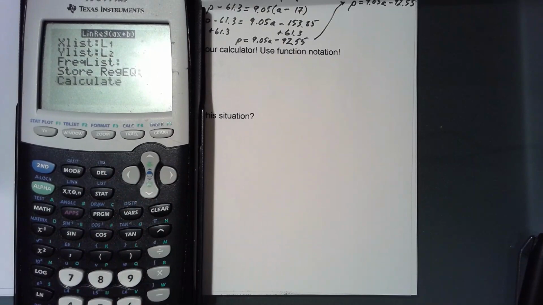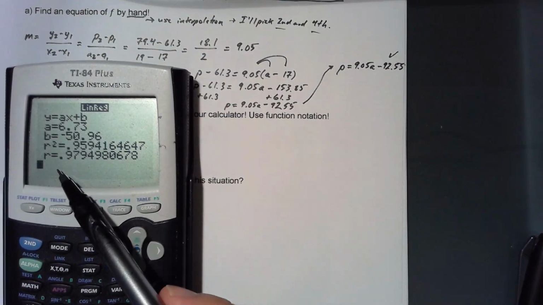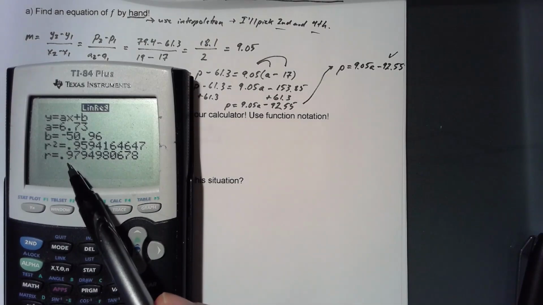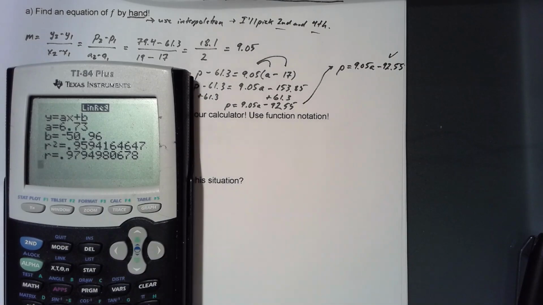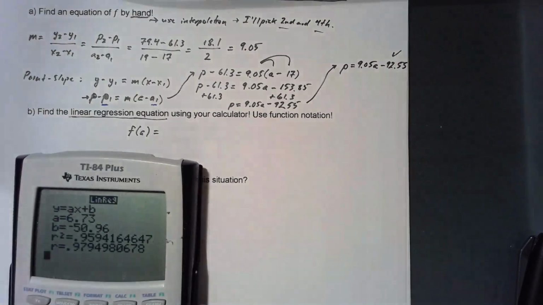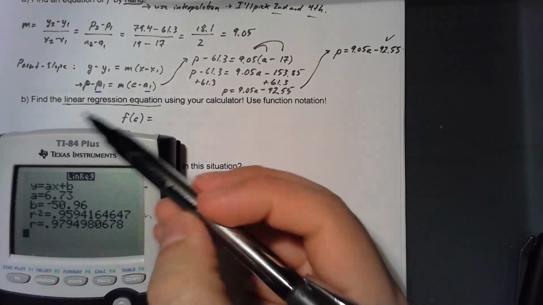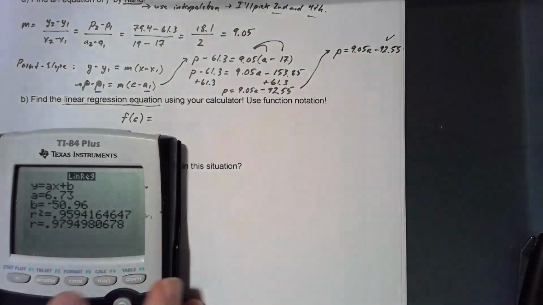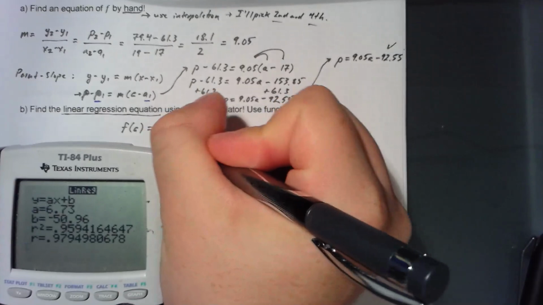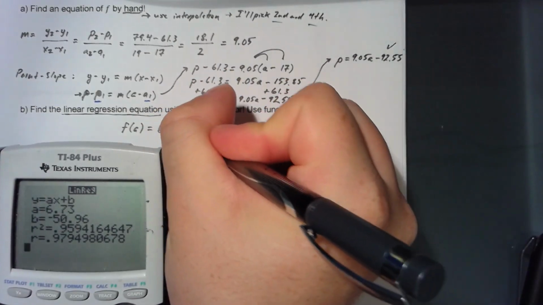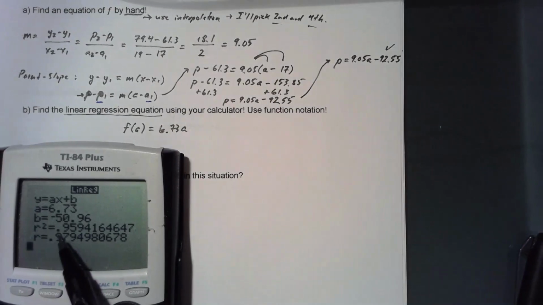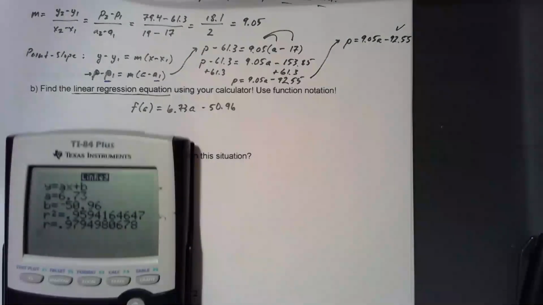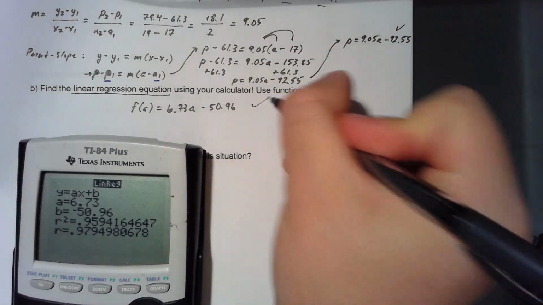Just look at your notes to see the way we did it. So I'm going to go down and calculate. So there is our linear, and remember, this is the linear correlation coefficient. That talks about how linear it is, right? It's between -1 and 1. This one's 0.97, so it's pretty linear. It's pretty good. So my line of best fit is f of a equals my slope, which is 6.73a, and my y-intercept is -50.96. That's my linear regression equation. This is the line of best fit.